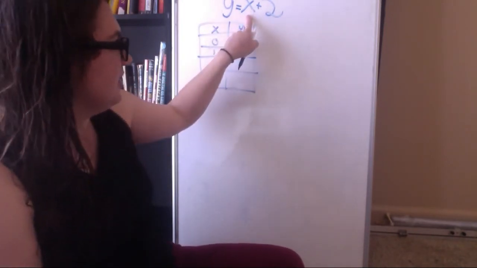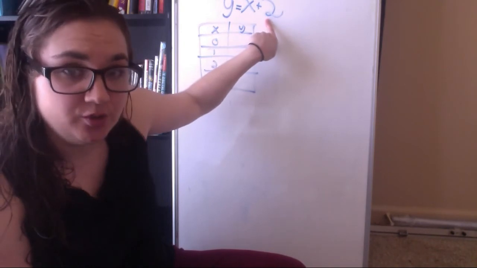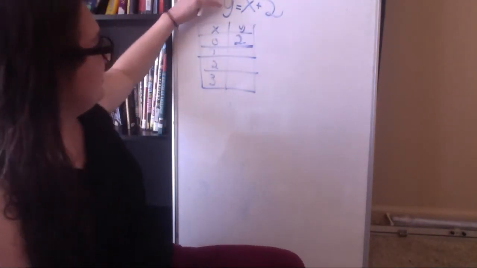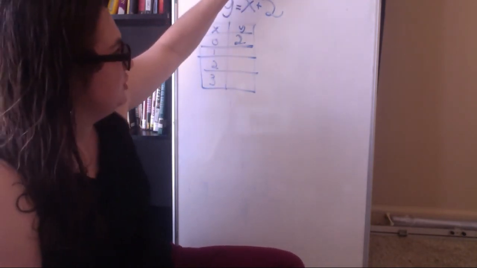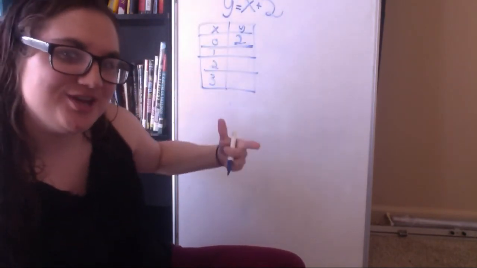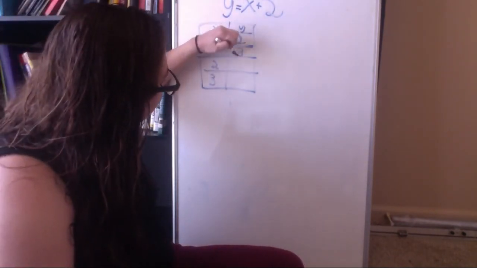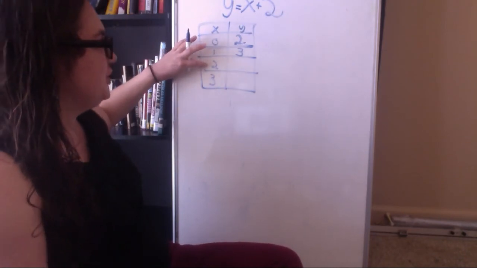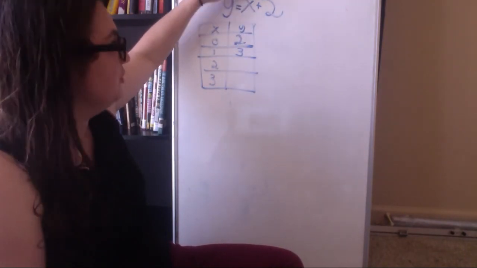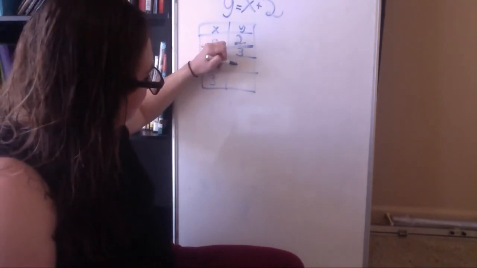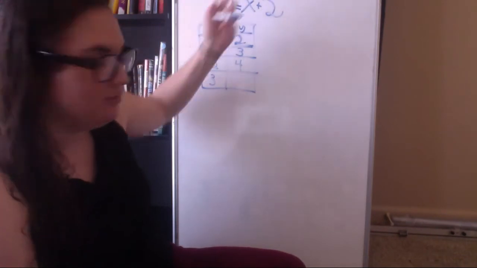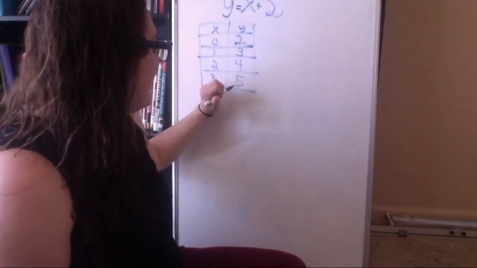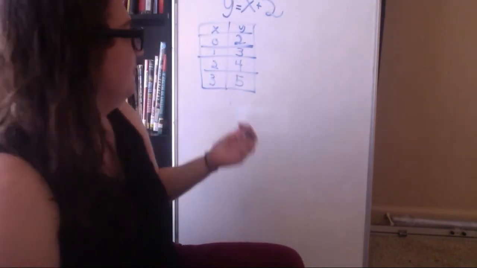So what would y be if x was 0? So if x is 0, 0 plus 2 is 2. So y would equal 2. If my x is 1, I'm plugging it in up here. 2 plus 1 is 3. So if my next number is 2, if x is 2, 2 plus 2 is 4. And if x is 3, 3 plus 2 is 5. So now I have my next set of ordered pairs.